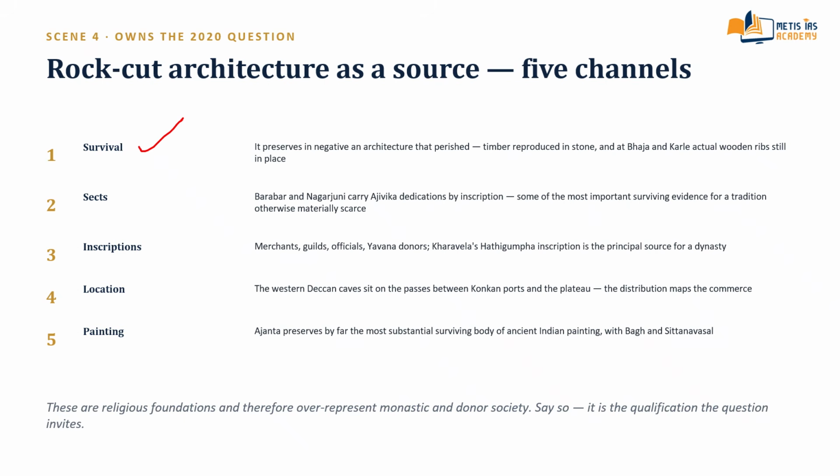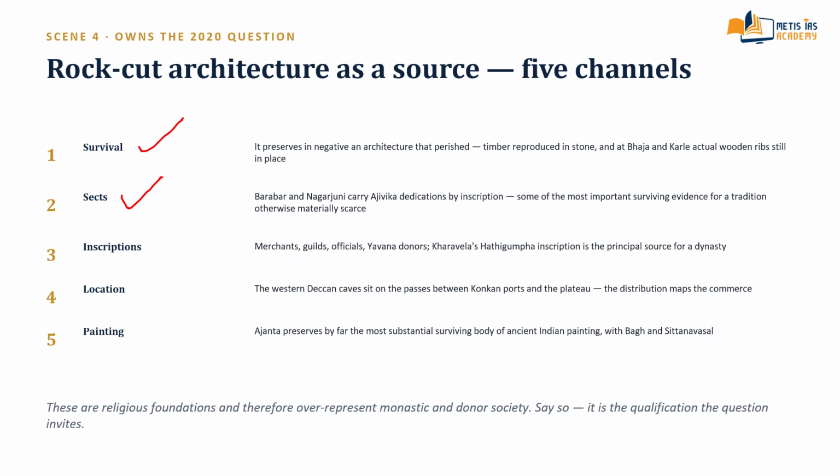So, rock cut architecture is a fossil of an architecture that no longer exists. It preserves, in a medium that cannot perish, the forms of one that entirely did. That single point is worth 2 sentences in the answer. Then moving to the second one, that is sects, including one that vanished, and this is the sharpest evidentiary claim in the chapter.